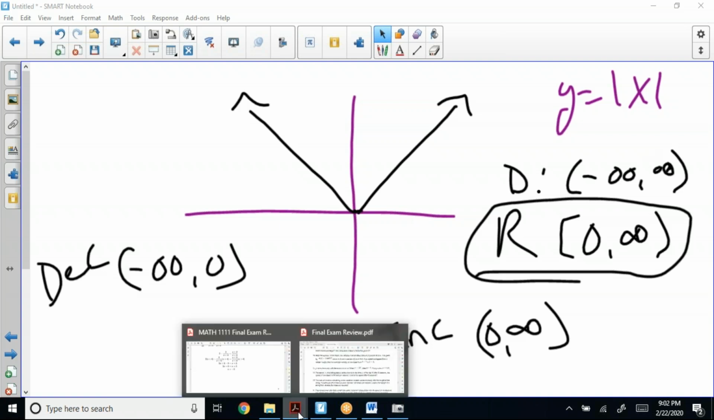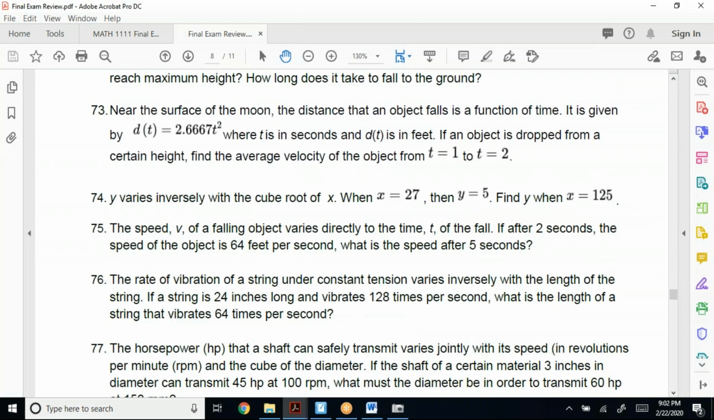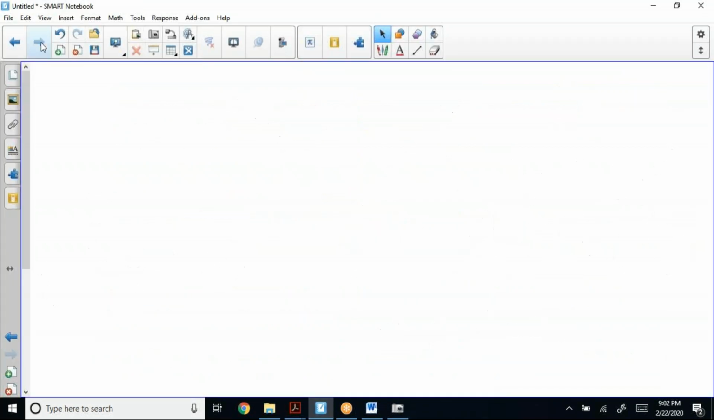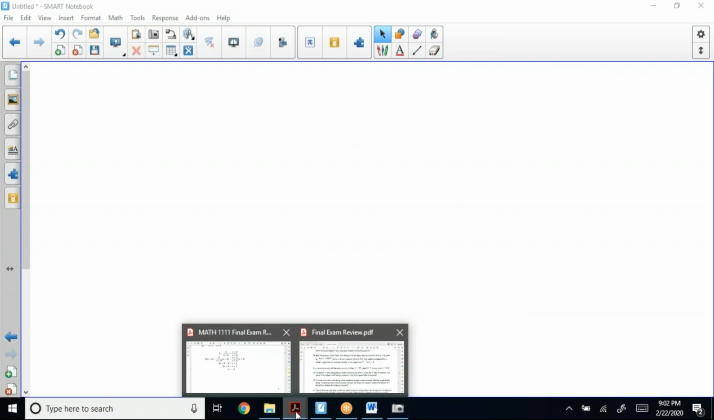So let me go to 74 real quick. The cube of, okay, so make sure that goes there, here.